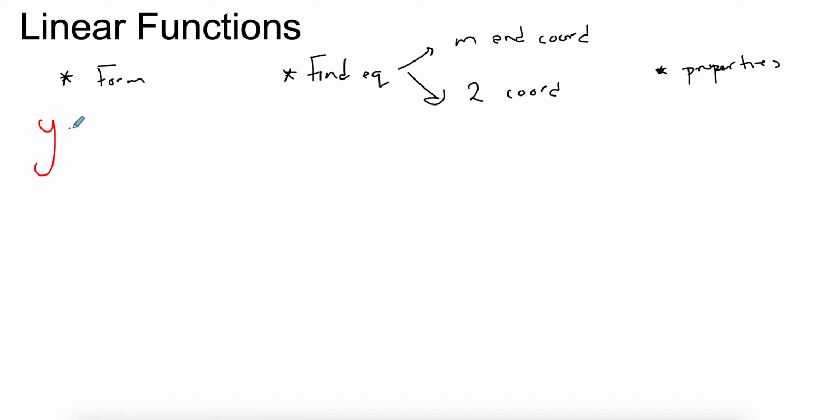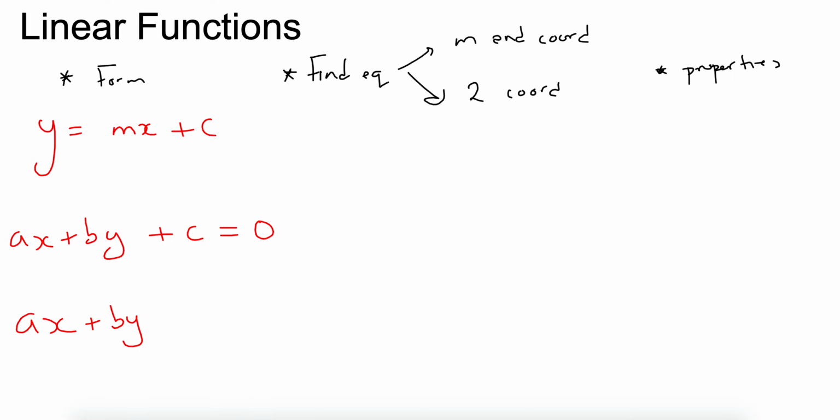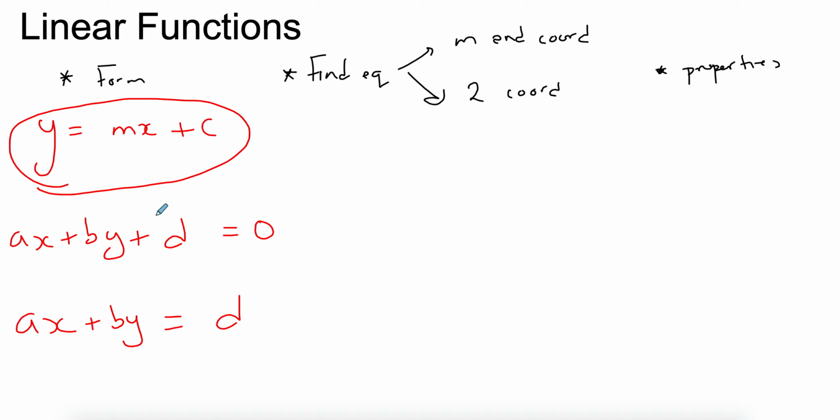And they have the form of y equals mx plus c. This is the general form. You also have the form of ax plus by plus c equals 0. You also have ax plus by, so I'm not going to call it c so that you don't confuse it with the c, so I'm going to call it plus d, or you could have it in this form. So 3 different forms. This is the main one, and you'd start with this before going to the others. So this is the y-intercept form, not the general form. These 2 are the general forms.